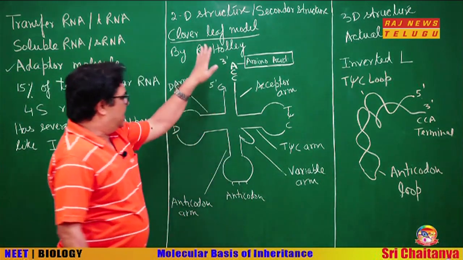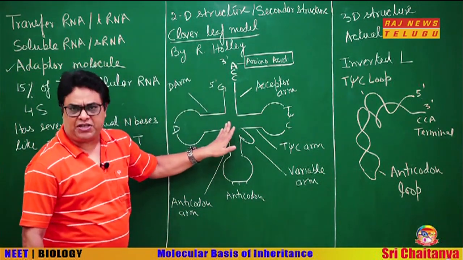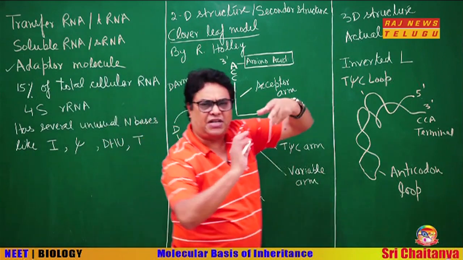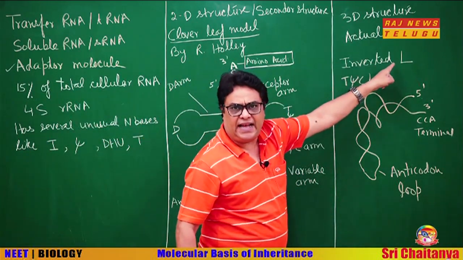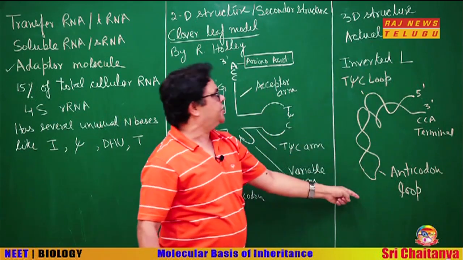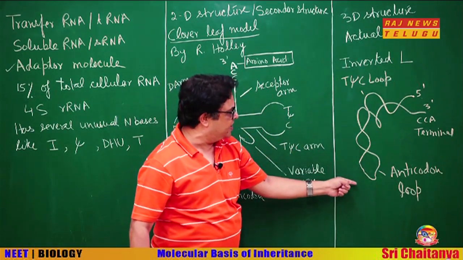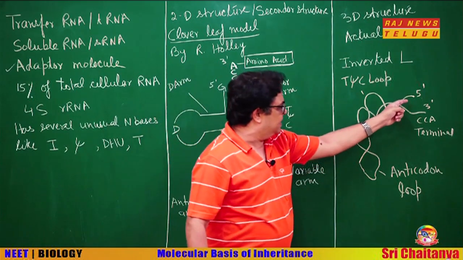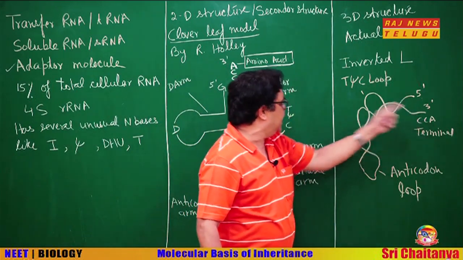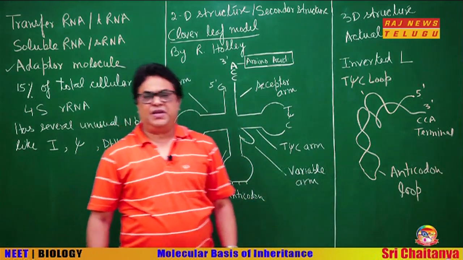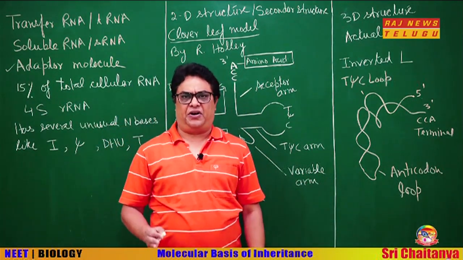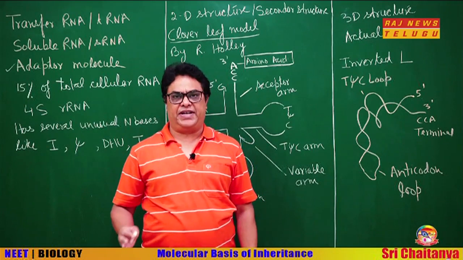Now children, this is not the actual structure. In actual structure, it is highly folded and it looks like the inverted L. Okay, you can see this is the actual structure of tRNA, like an inverted L, where you can see the 5' end, 3' end CCA, T-psi C loop, and you can see the anticodon loop. So with this we finish all the 3 types of non-genetic RNA.